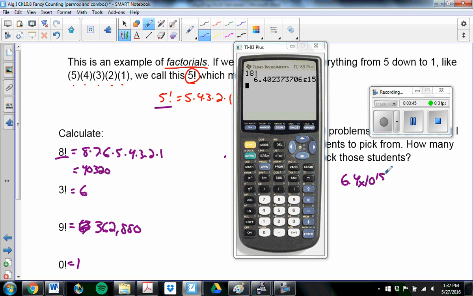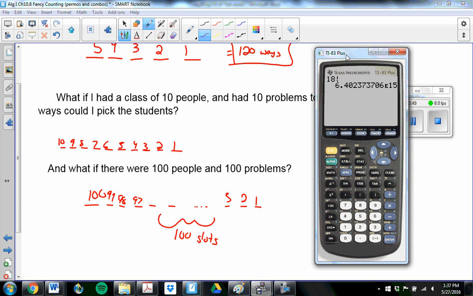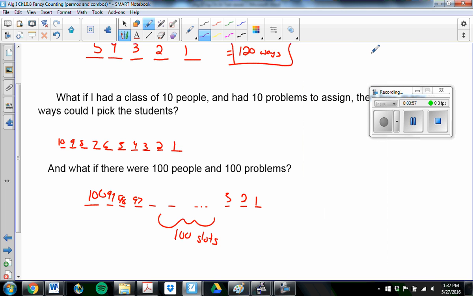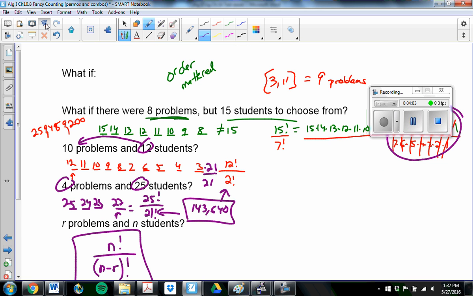And back here, we asked the question, what if there was 100 problems and 100 students? Well, 100 factorial is too big for my calculator. It says overflow. Can't do it. It's just way too big. So numbers get really, really big really fast. These are factorials. Now we can go a step further.